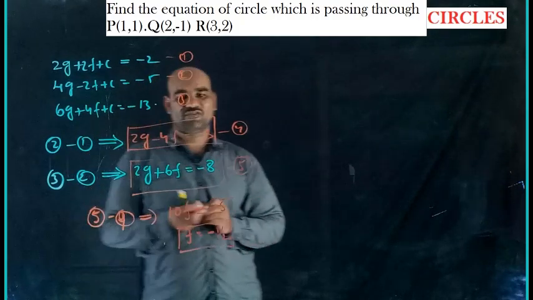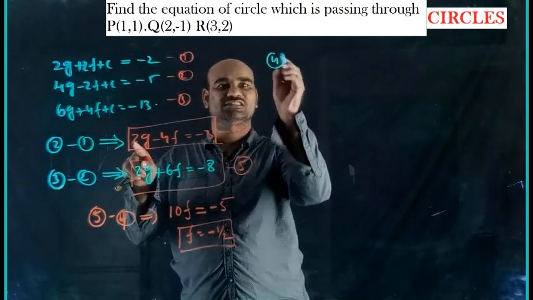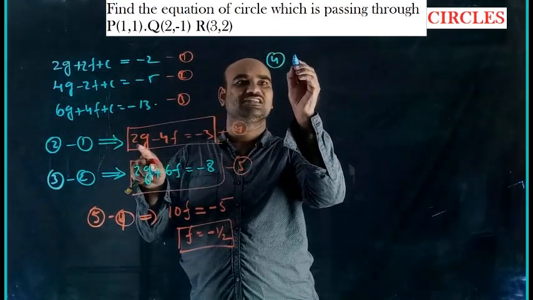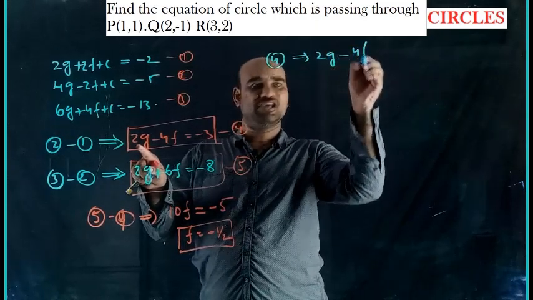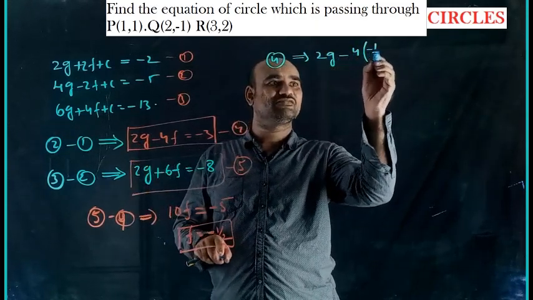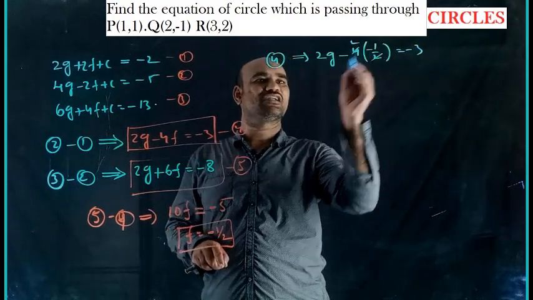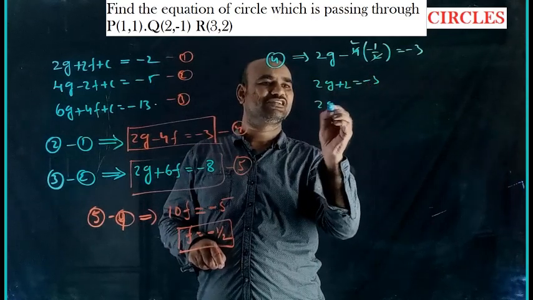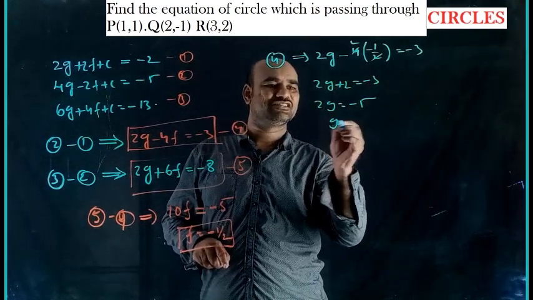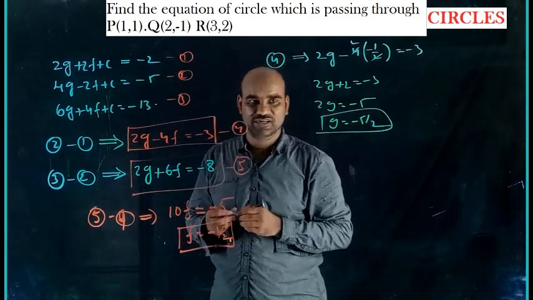So everything you can find now. So by using fourth equation, you can find g directly. Implies 2g minus 4 into f means I can write minus 1 by 2 equal to minus 3. 2 1s are 2, 2g plus 2 equal to minus 3. 2g equal to minus 5. g equal to minus 5 by 2.